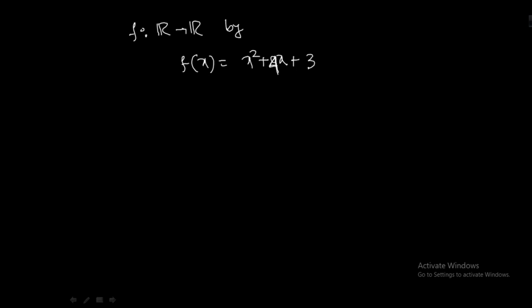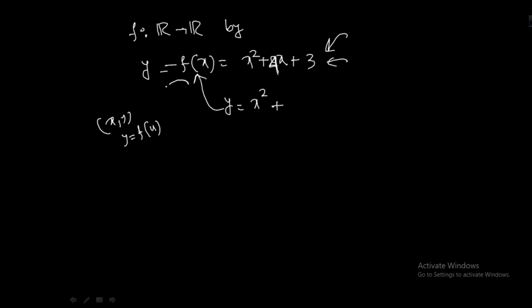Acha, there is a short trick to check these type of functions which are in quadratic form. I can write like this: y is the image of x, that is x square plus 4x plus 3. So y is equal to f of x, this is for sure, because x comma y is related and y can be treated as the image of x. So f(x) can be written as y is equal to x square plus 4x plus 3.